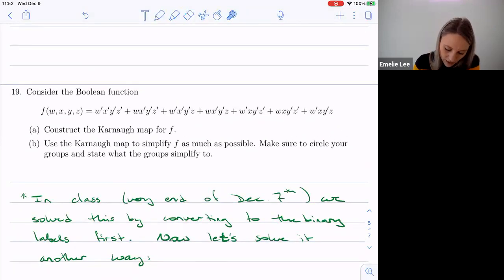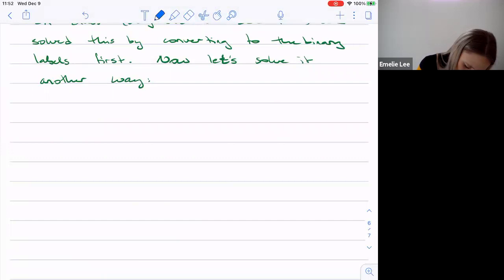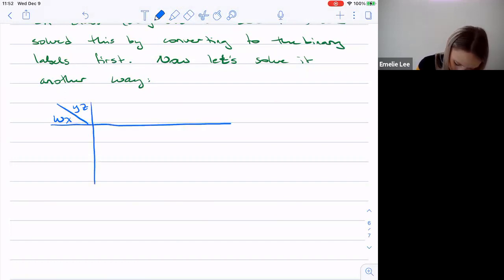So what you want to do first of all is make up your map. So construct the Karnaugh map. Let's see here. We've got W, X, Y, and Z. 1, 2, 3, 4.